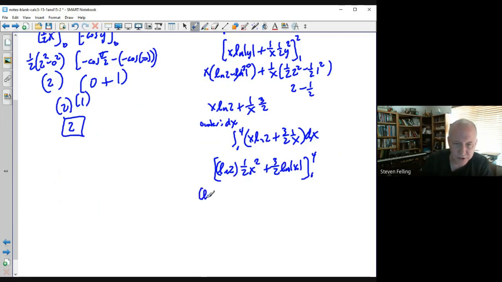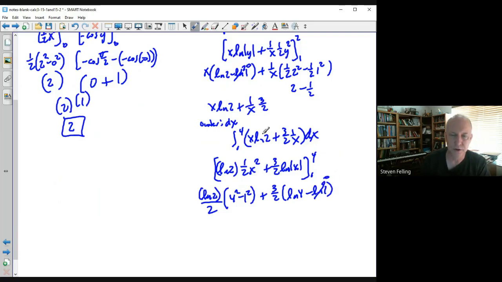So we've got the constant natural log of 2 and 1/2. And then I've got x squared, so I've got 4 squared minus 1 squared. I've got 3/2 times natural log of 4 minus natural log of 1, which natural log of 1 is 0, right? So it looks like we've got 4 squared is 16 minus 1 is 15, so it's 15 natural log of 2 over 2, right? Plus 3 halves natural log of 4, right?